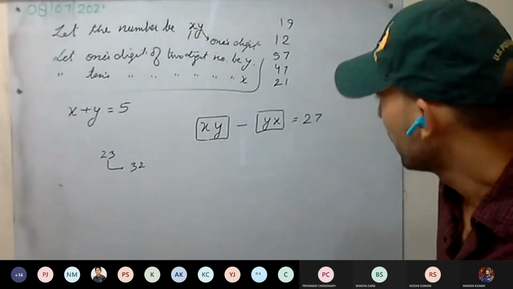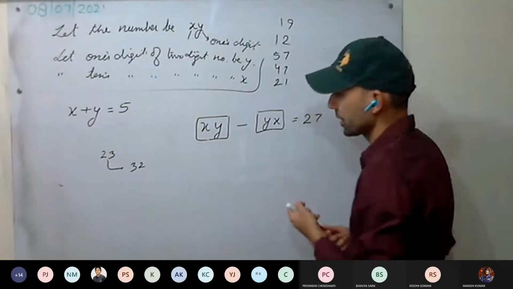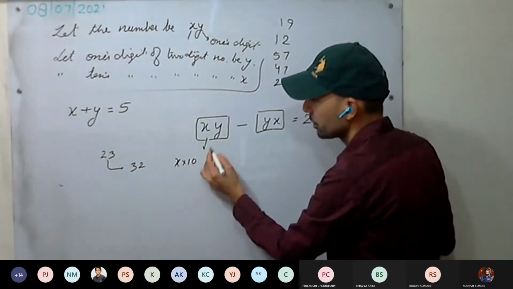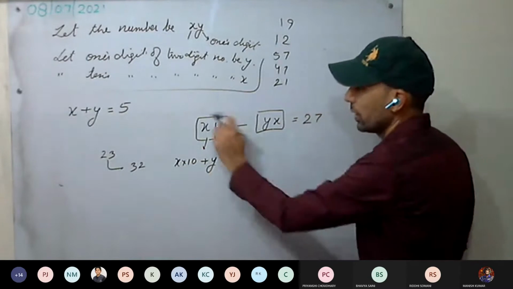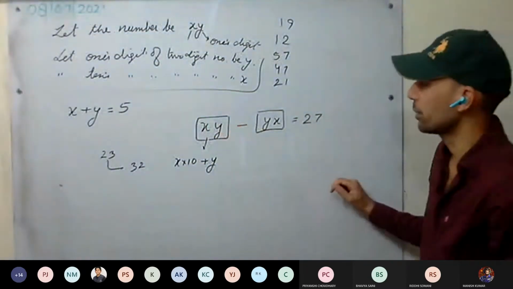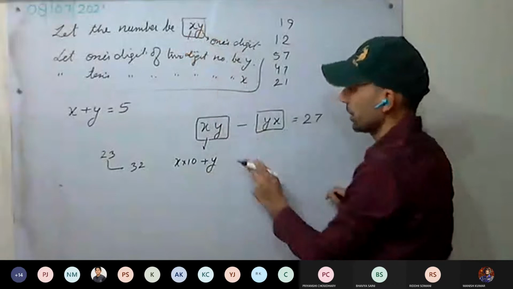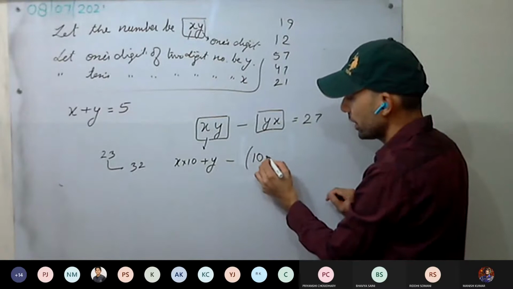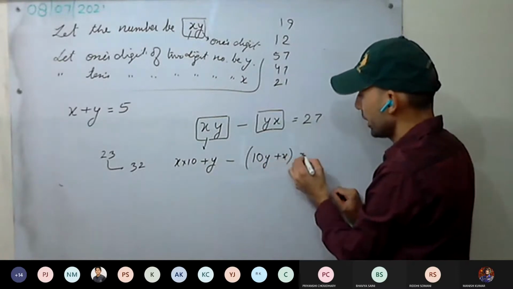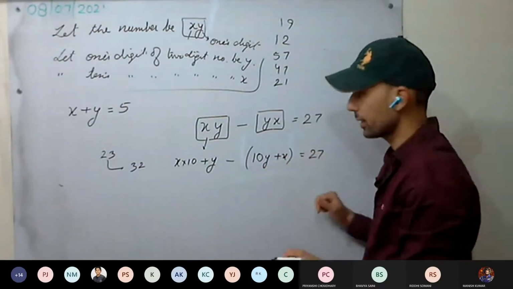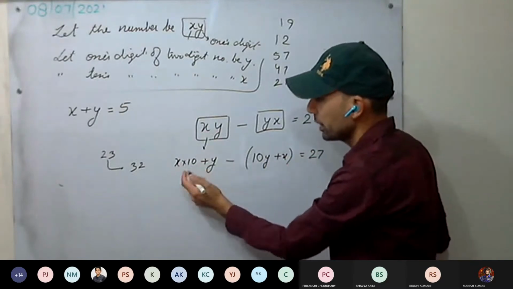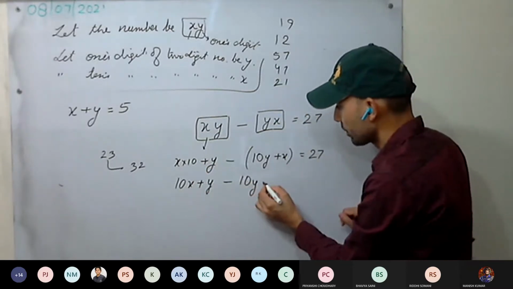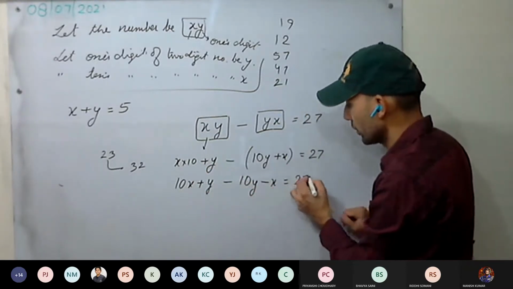Now, how to represent it? The number is x into 10 plus y. In the square I have put a number. Let this be the number. The reversed number can be represented as y into 10 plus x equal to 27. We can expand the number: 10x plus y minus 10y minus x equal to 27.